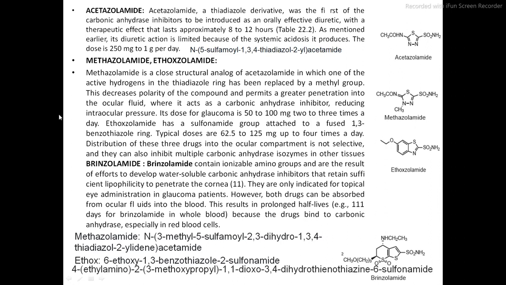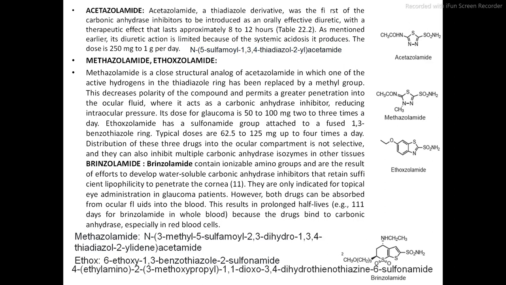So methazolamide is a close structural analog of acetazolamide, in which one of the active hydrogens in the thiazole ring has been replaced by a methyl group. This decreases the polarity of the compound and permits a greater penetration into the ocular fluid, where it acts as a carbonic anhydrase inhibitor, reducing intraocular pressure.